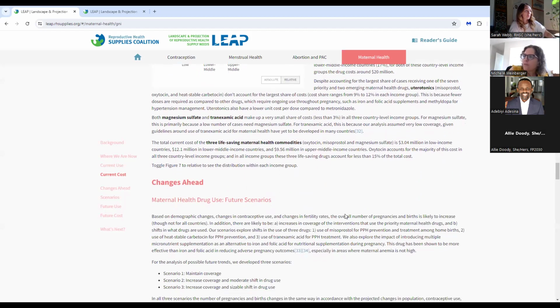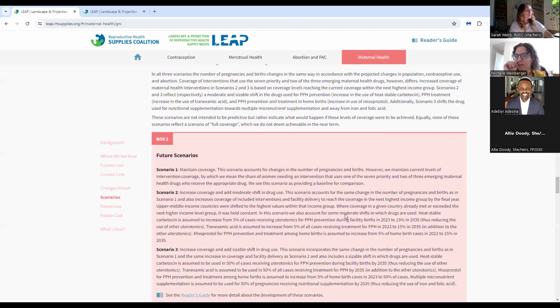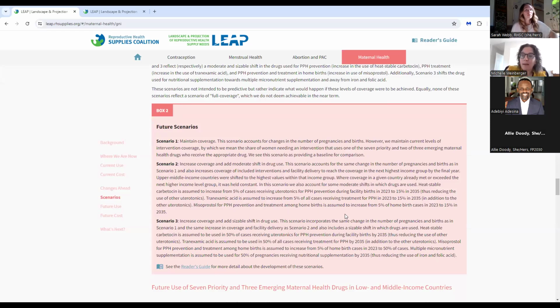And then for our future scenarios, we have a base scenario similar to family planning, where we just maintain things. So the population grows, the number of births and pregnancies change, but we keep coverage the same. We have a second scenario where we increase coverage. We've chosen not to be overly aspirational, so countries are shifted up to matching the coverage of the next highest country income group. So we're not suddenly jumping everyone to 100, but building in some modest shifting of coverage.